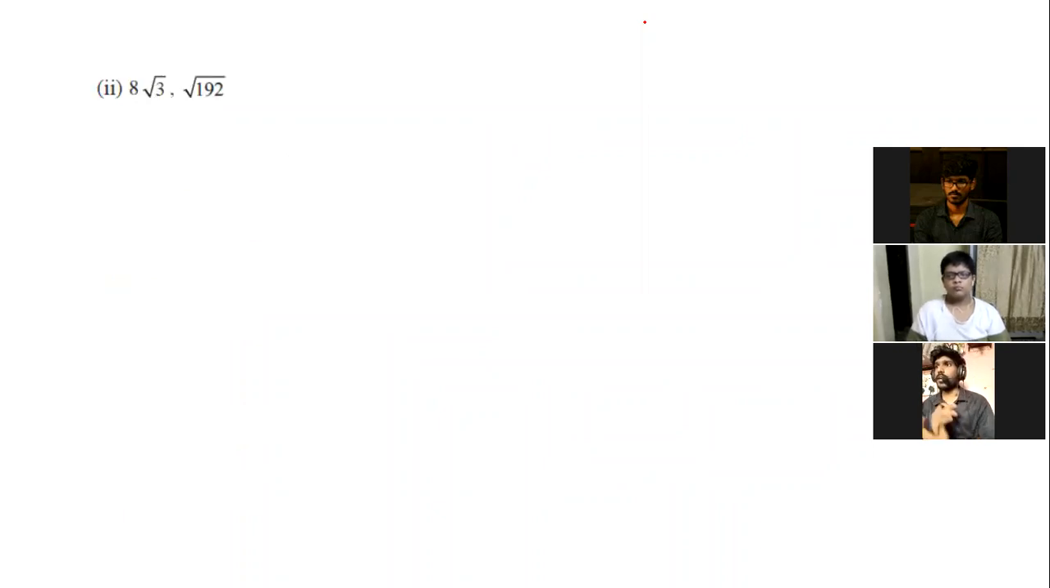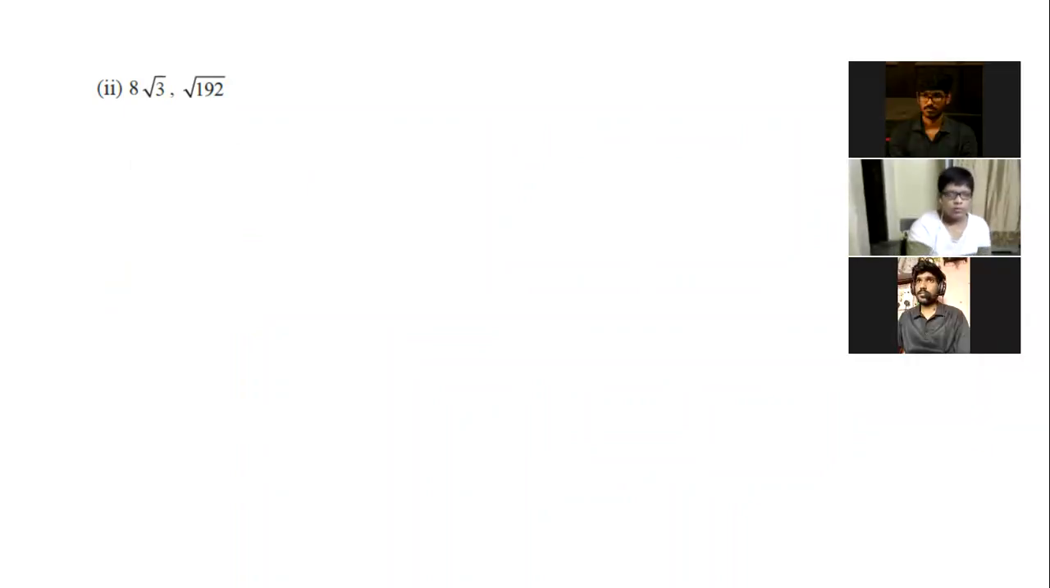Okay. Can you try this one? So there's 8 root 3 and then there's root 192. This 192 is already inside the root. You need not work anything here, but you need to do some changes in 8 root 3. And then directly you compare the numbers inside the radical sign. Okay, sir.